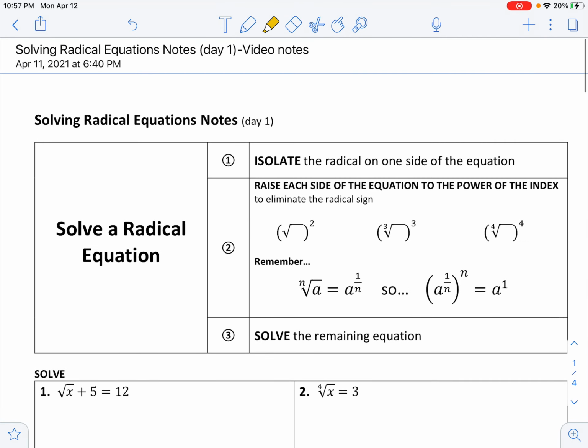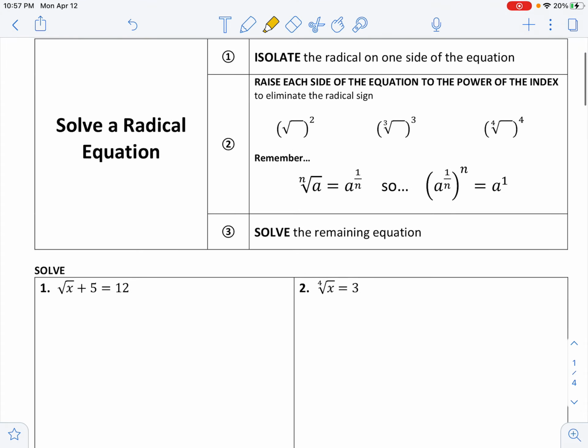Today I'm going to go over solving radical equations. This is our first day, and then tomorrow we'll do some more practice of this. So to solve a radical equation, you first of all isolate the radical on one side of the equation.